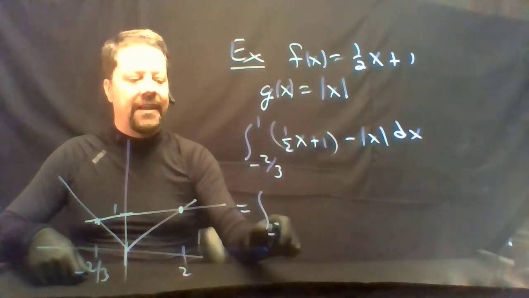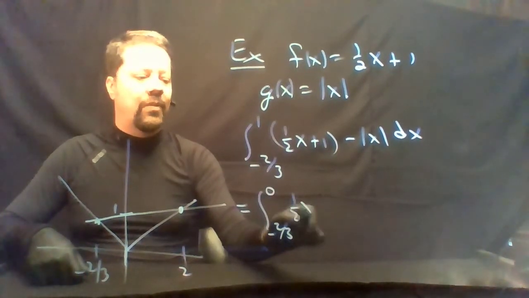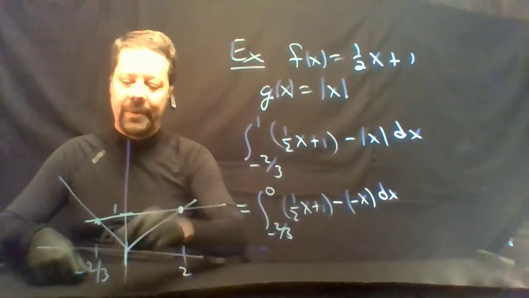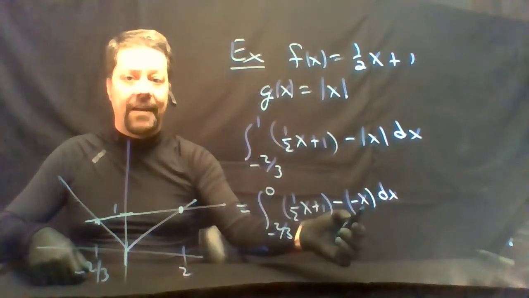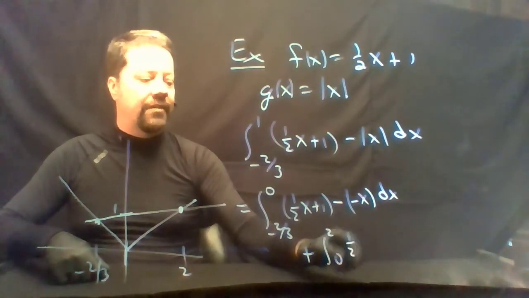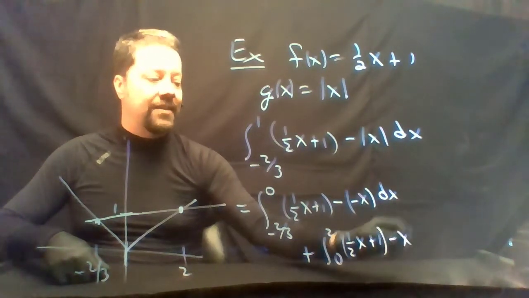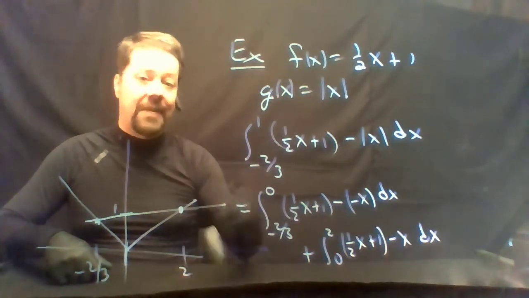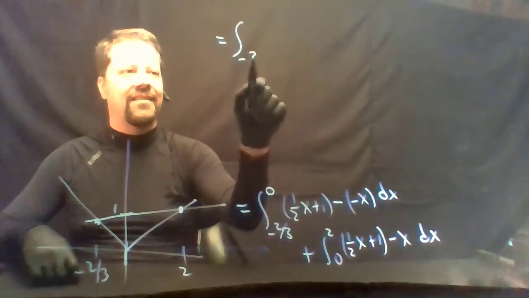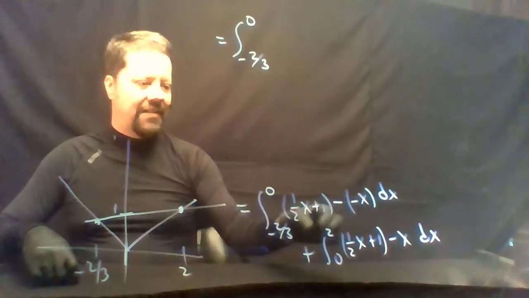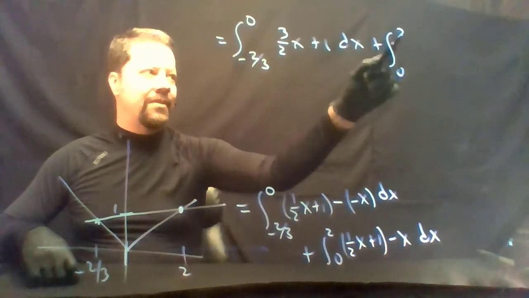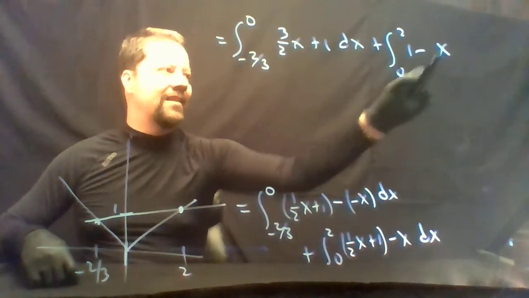It's better if we go from negative 2/3 to 0, 1/2 x plus 1, that's the top curve, minus the bottom curve. And on that interval between negative 2/3 and 0, the absolute value looks like negative x. To that, we'll add the integral from 0 to 2, top curve, 1/2 x plus 1, minus the bottom curve. And to the right of 0, absolute value of x just produces x. Simplifying before we integrate, we'll have 3/2 x plus 1, and then between 0 and 2, we'll have 1 minus 1/2 x.